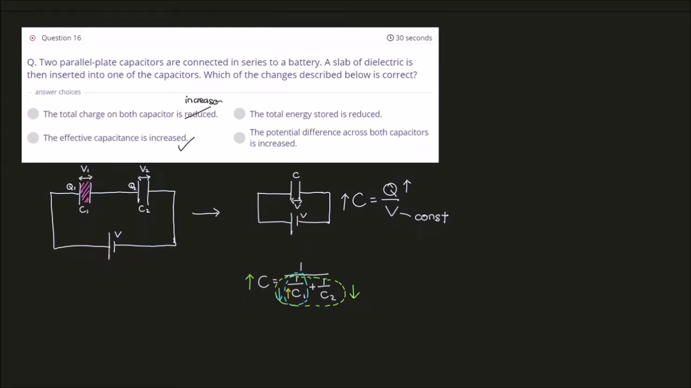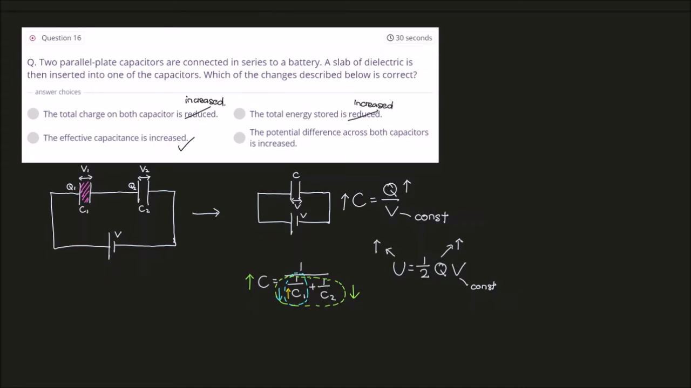How about the other option? The total energy stored is reduced. How should we determine the total energy stored in this case? We can determine it using U equals half QV. If we use this equation, we know that V is constant, and we know that Q is increasing. In that case, our energy should actually increase as well. But over here it says it's reduced, so that should be wrong. It should be increased.